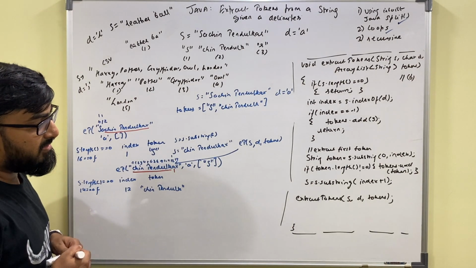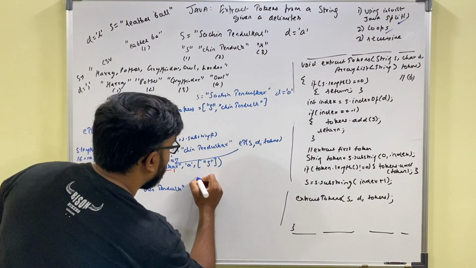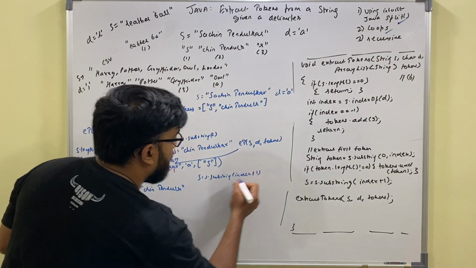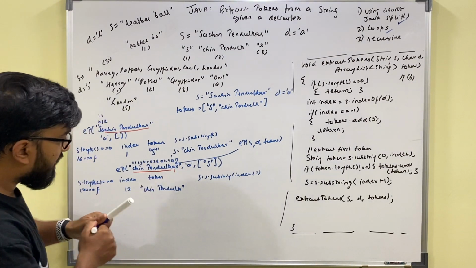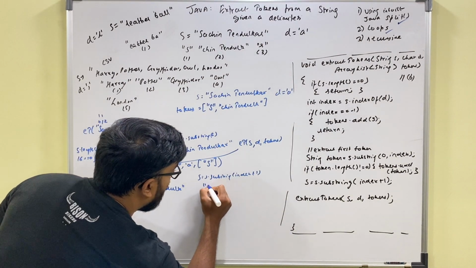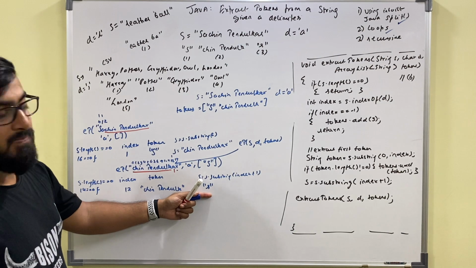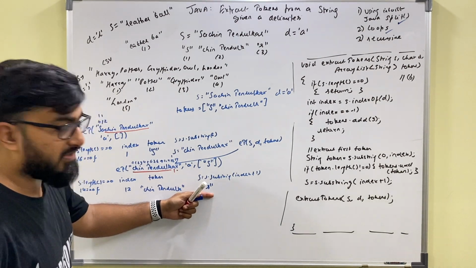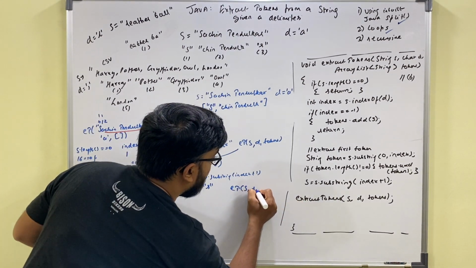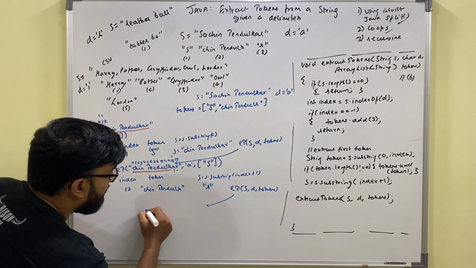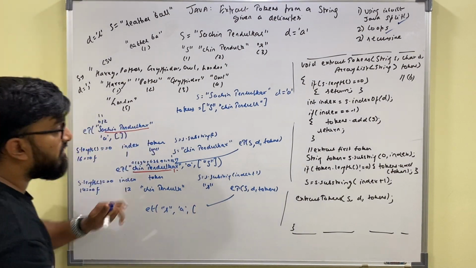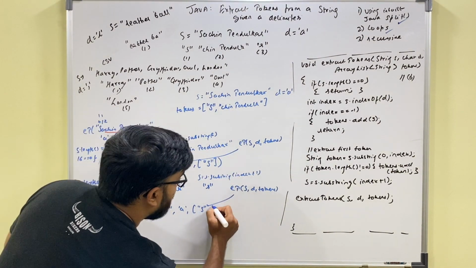Okay, you come here, s is s.substring(index plus 1). So index is here, and index plus 1 is here, at index 13. So you get only the string r as your string here. So this is your string s now. Then you call et again, so et is called with s, d, and tokens. Next call to et with s is this, d is a, and tokens is s and the second string.